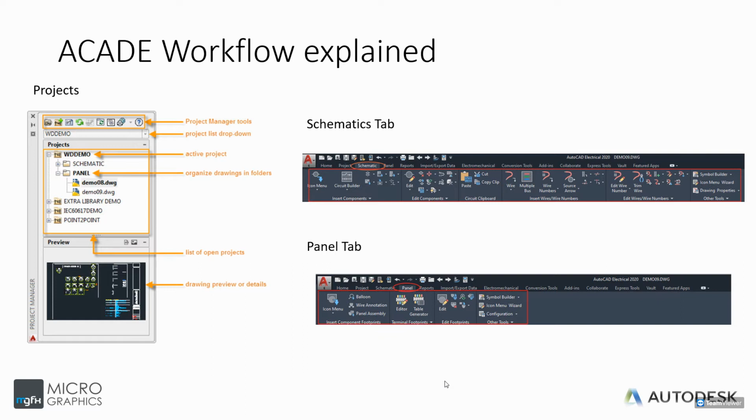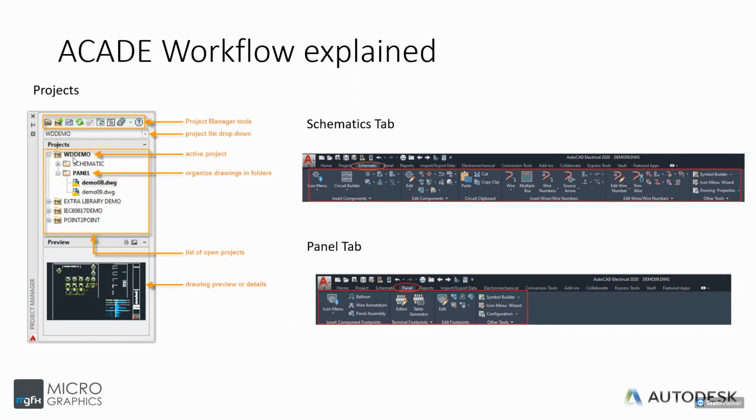Okay, so just to explain the workflow in AutoCAD Electrical. In AutoCAD Electrical, we work with what's called project databases. So you can see on the left here, we have, for example, WD demo. In that you can have multiple subfolders, and WD demo in this case is the project. In this case, it's the active project.